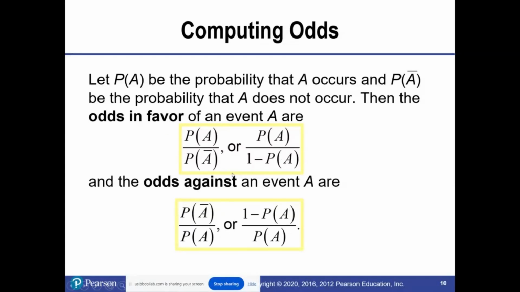So these formulas here in the box would be something I would write down. Those are going to be formulas you're going to use in this section. When you want the odds against an event, then you're basically just going to flip that fraction. You're going to take the probability of the complement over the probability of A. And that's how you compute odds.